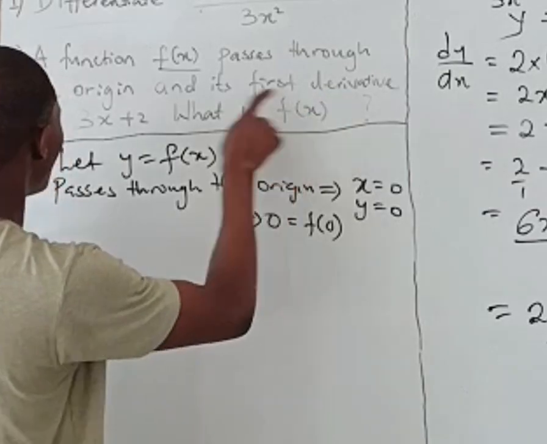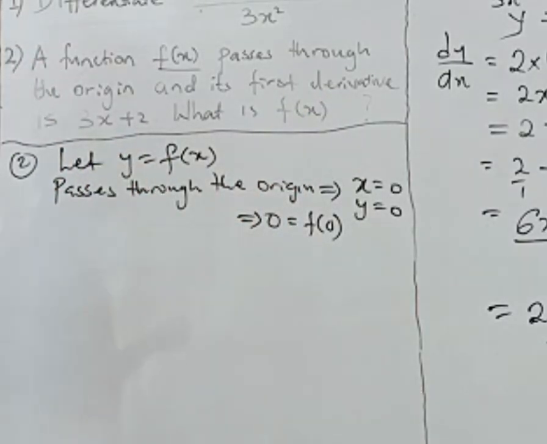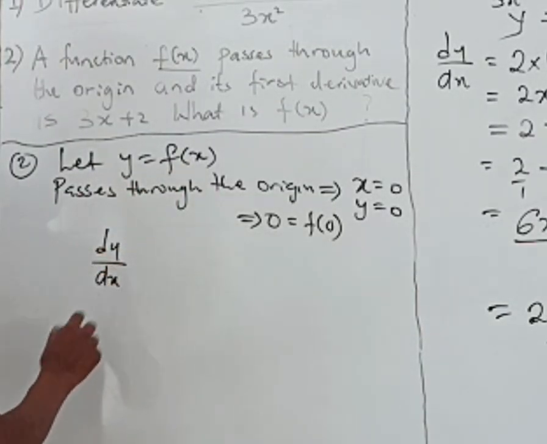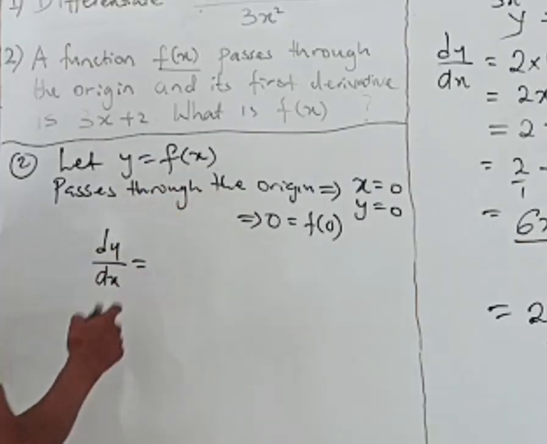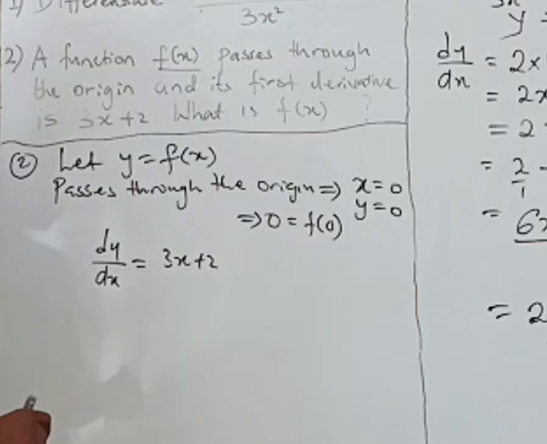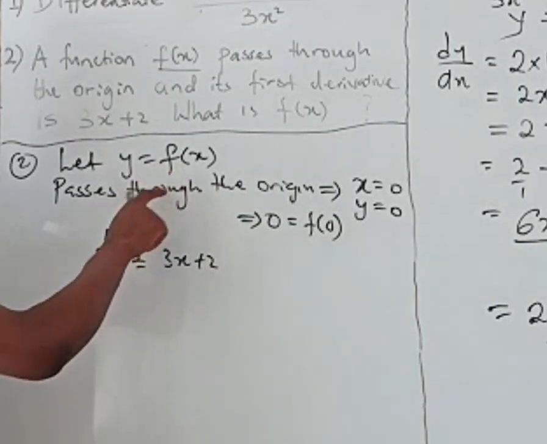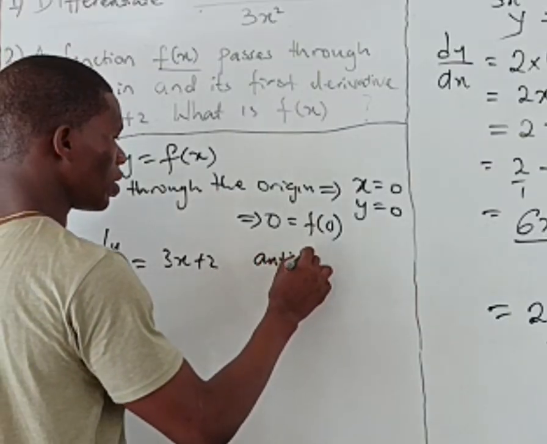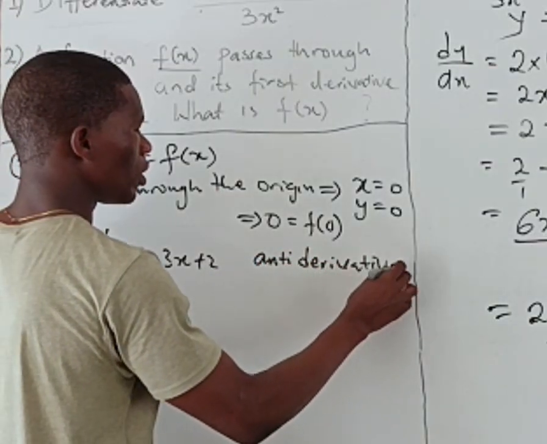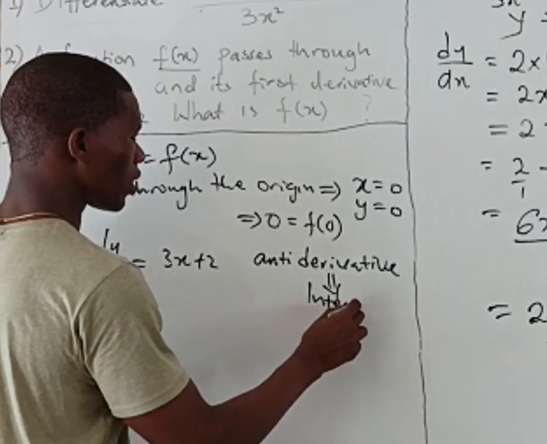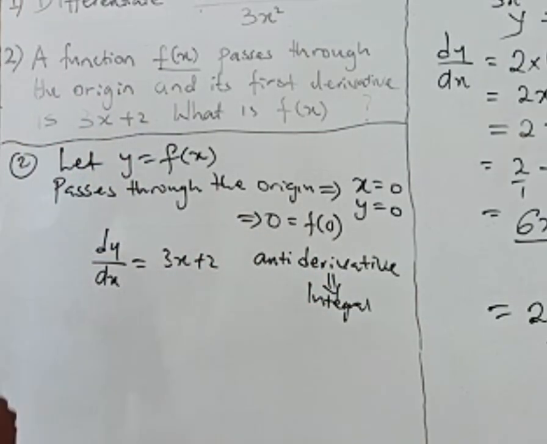And its first derivative is 3x plus 2. That means this is y equals f of x. So we know that when we differentiate this, it will be dy/dx, right? Of this function is 3x plus 2. But we don't know what f of x is. That's what we want to find. So to know what f of x is, we need to take the antiderivative. And the antiderivative is also the same thing as integral. So in this question we are going to do integration.